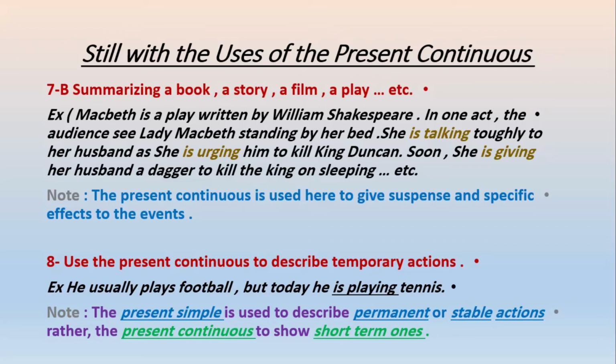She's talking toughly to her husband as she is urging him to kill King Duncan. So she's giving her husband the dagger to kill the king while sleeping, and so on. We can complete, but this is to give two or three verbs in order to show you the idea. Look at it: is talking, is giving, is giving, is urging. All the events are in the past, but we use the present continuous to make them more lively, suspenseful, effective, attractive, to give momentum, to be nearer to the reader or to the listener.